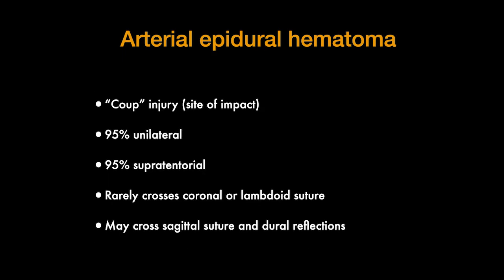They typically occur on the site of impact, the coup, so these are a coup injury. Most are unilateral, most are supratentorial. An arterial epidural hematoma rarely crosses the coronal or lambdoid suture. They can cross the sagittal suture and the dural reflections.